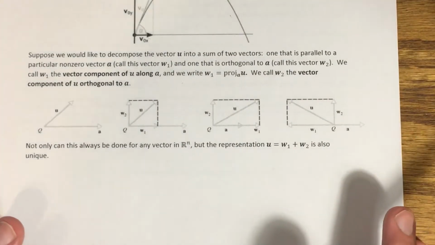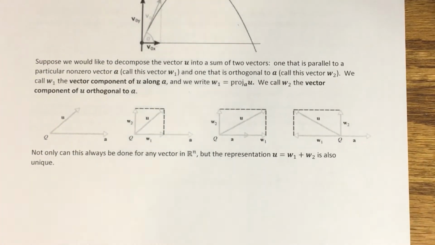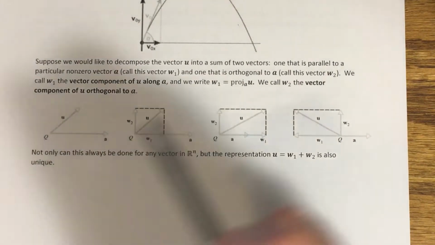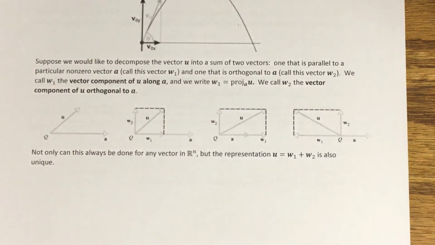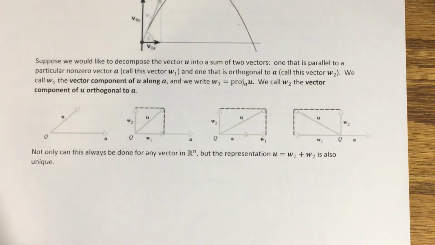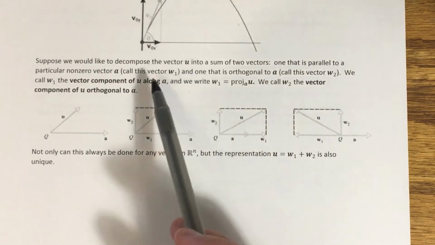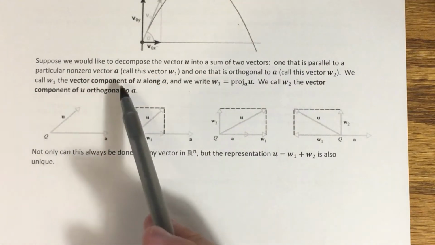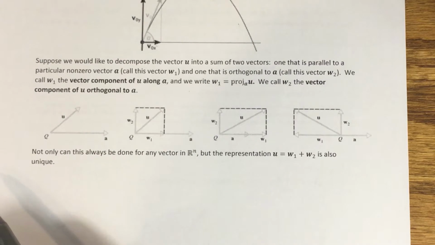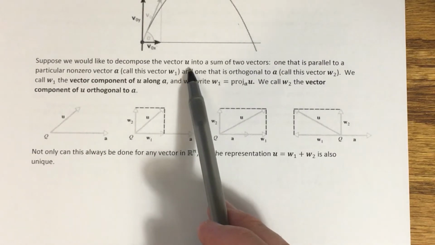Okay, in the last video we ended with introducing the idea of decomposing a vector into a sum of two orthogonal vectors. So here's where we want to develop some formulas and a method for doing that. Let's suppose that the vector we want to decompose is called u, and that we have some other vector a that we would like to project u onto.